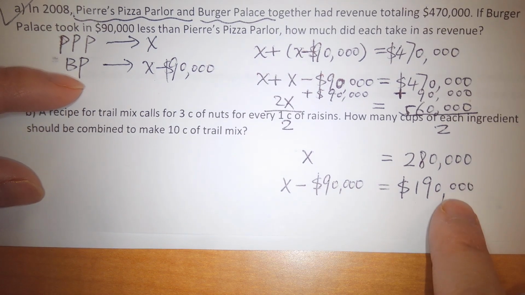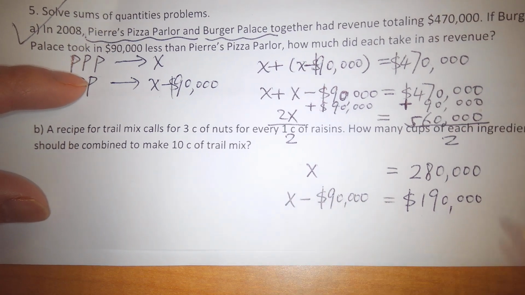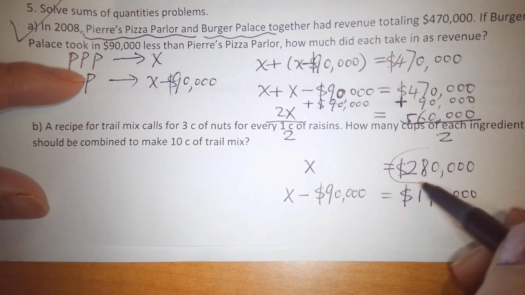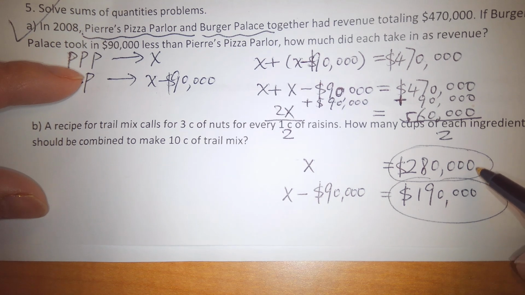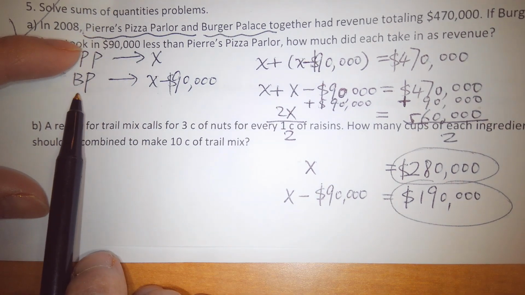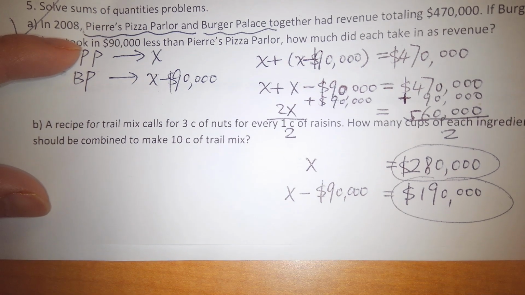190,000. Yeah, 190,000, right? So now we have two answers, okay? We have 280k and 190k. One is for the Pizza Parlor, the other one's for the Burger Palace, right?